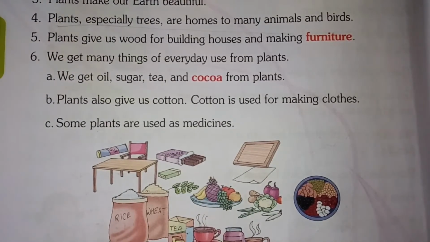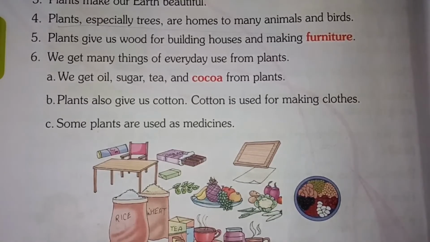Some plants are used as medicine, like tulsi. We get gum from the juices of trees and paper from wood pulp. So plants and trees are useful to both animals and humans also.